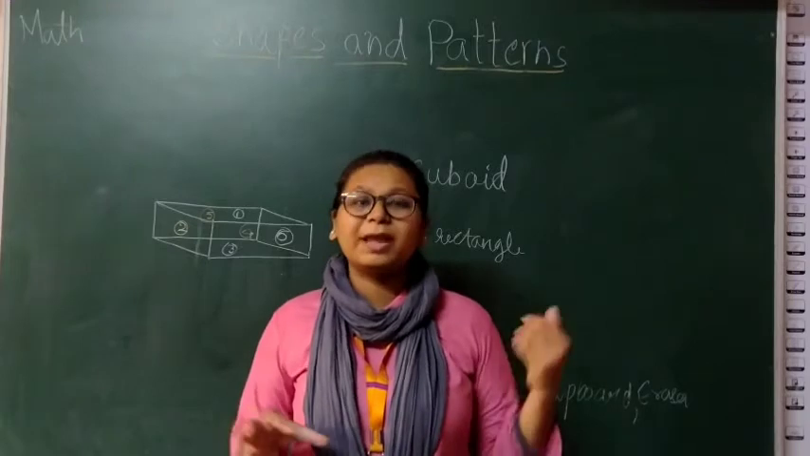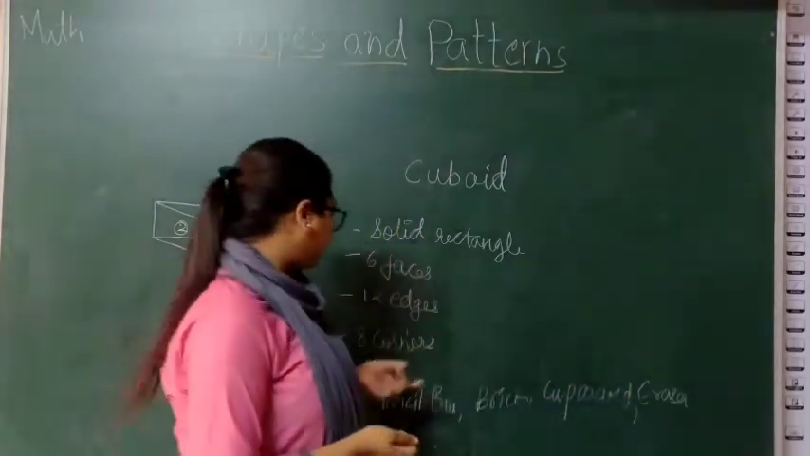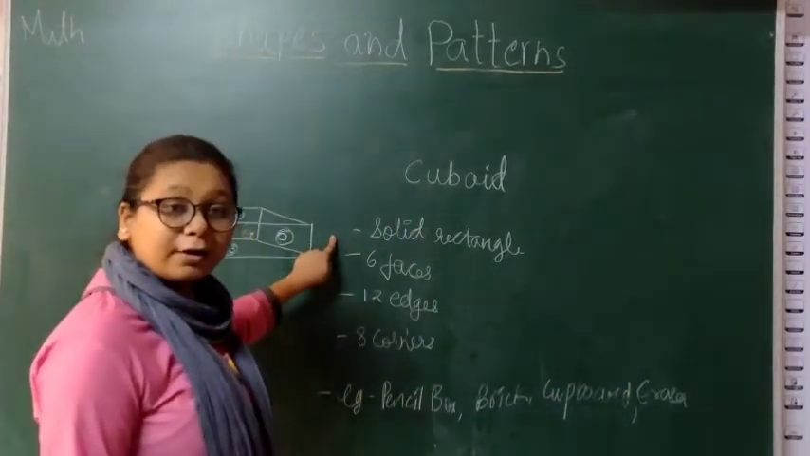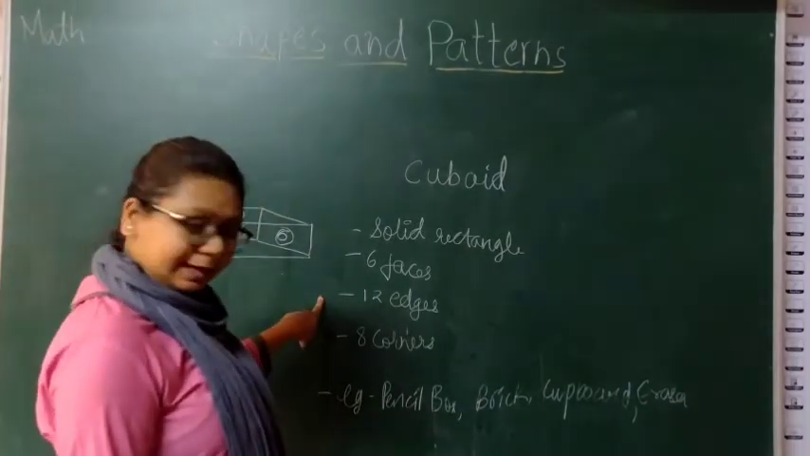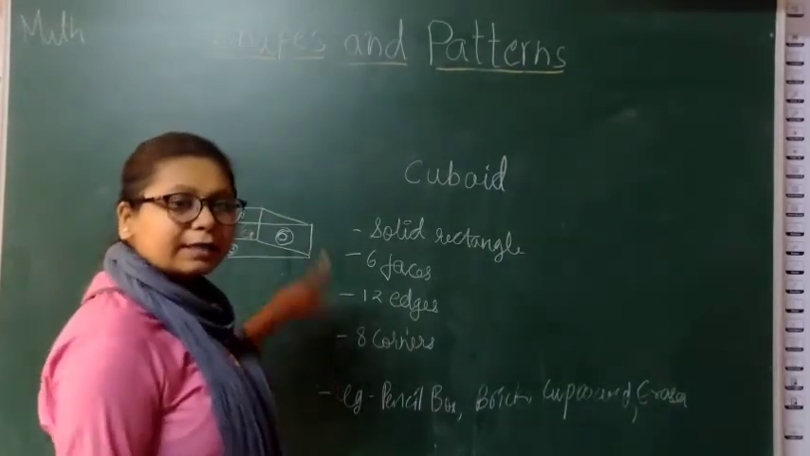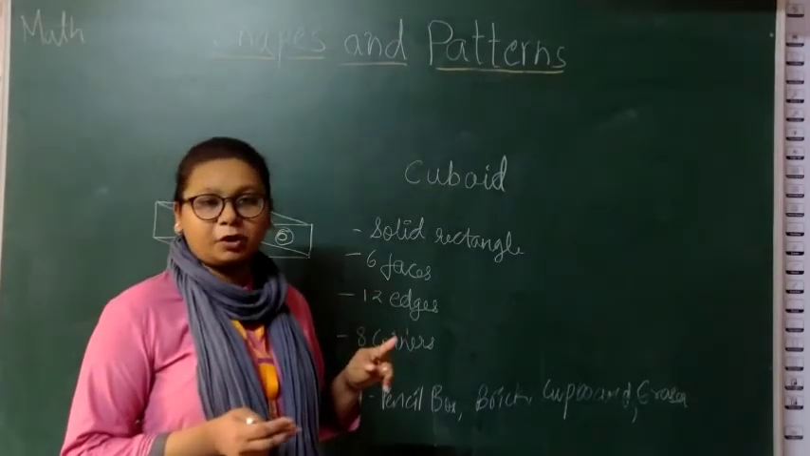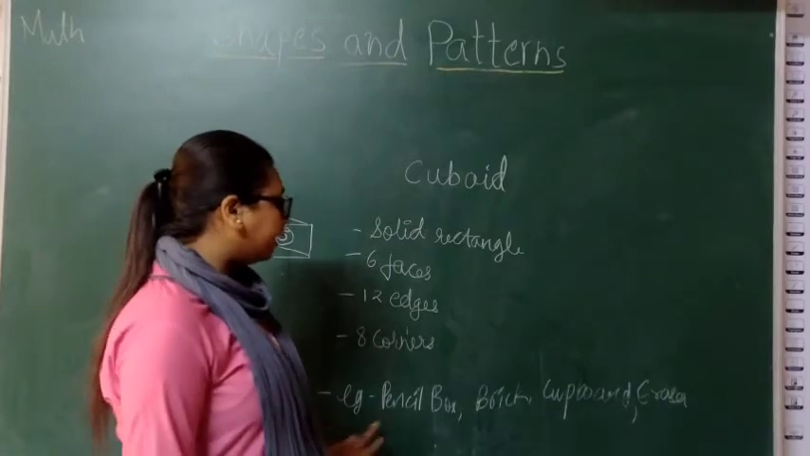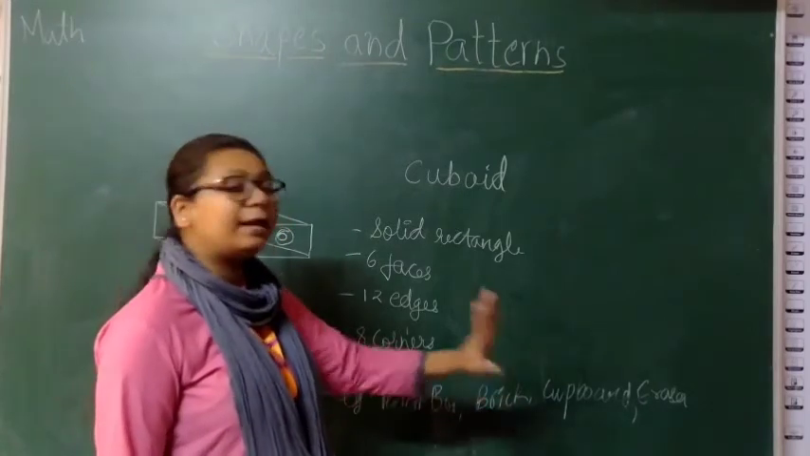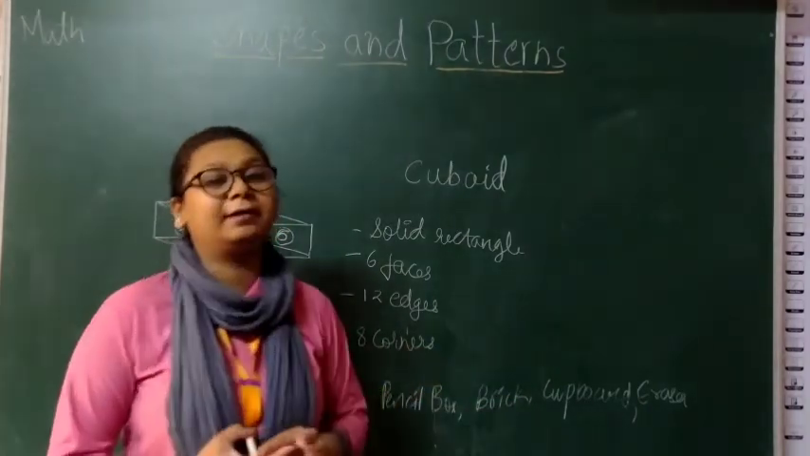So students, we have completed studying about the cuboid. A cuboid is a solid rectangle. It has 6 faces, 12 edges and 8 corners. The two opposite sides of the cuboid are equal to each other. Examples of a cuboid are a pencil box, a brick, a cupboard and an eraser.